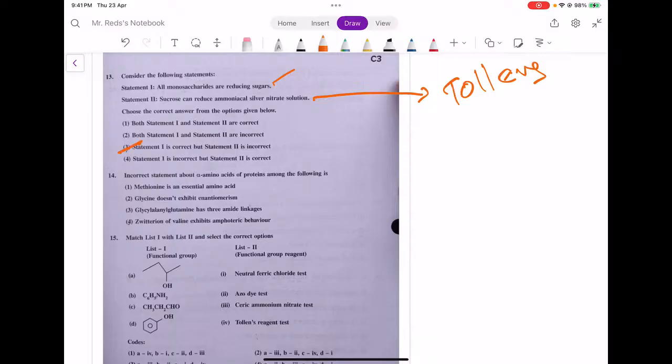What is the formula for ammoniacal silver nitrate? Ammoniacal silver nitrate is Ag(NH3)2NO3. Okay. Next, go to the 14th question, students.